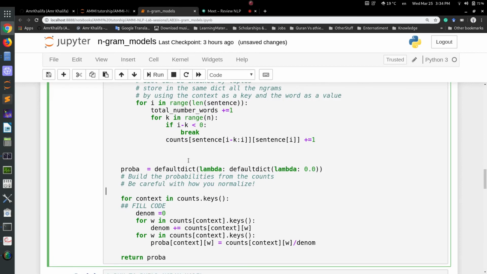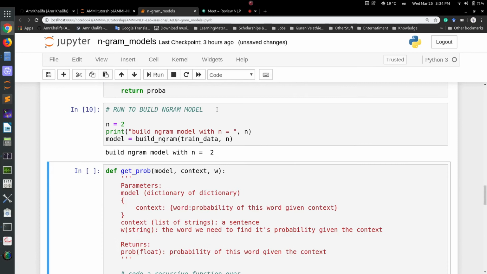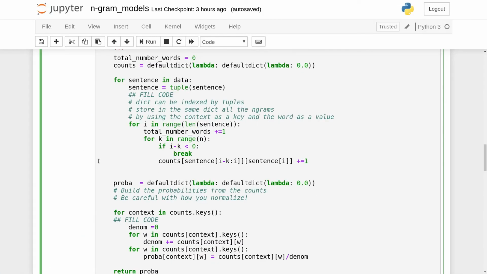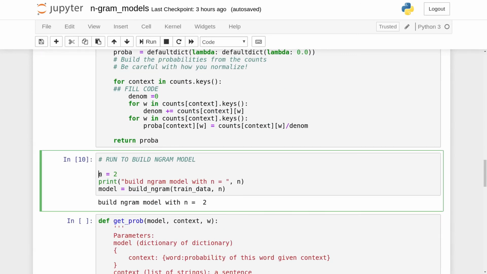Right. Let me first check if it works fine, and it appears to be working fine. So let's check if it works. Here we define n to be equal to 2. So we'll build a bigram model, but we'll have the bigram and we'll also have the n-gram model as well in our model, and let's see if it works.